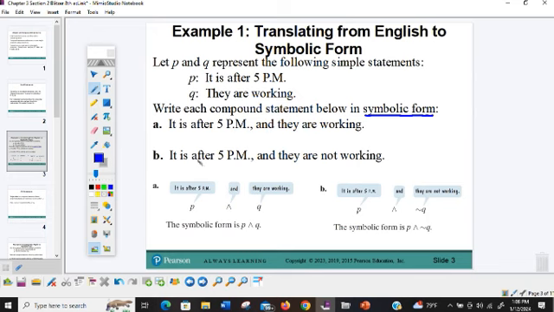Look at the next one. It is after 5 p.m. and they are not working. Now remember, the not is this symbol from the lesson before. So we would say P for it is after 5 p.m. That's my P. And is this symbol. And they are working is Q, so we want to put they are not working. We put not Q. P and not Q. That is the symbolic form. This is your and.